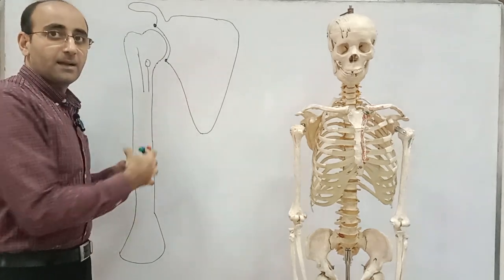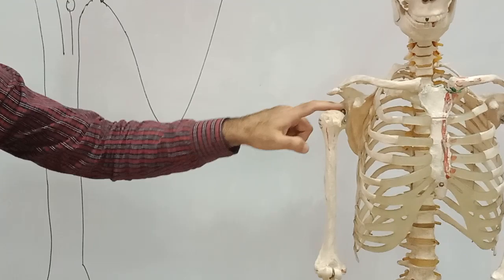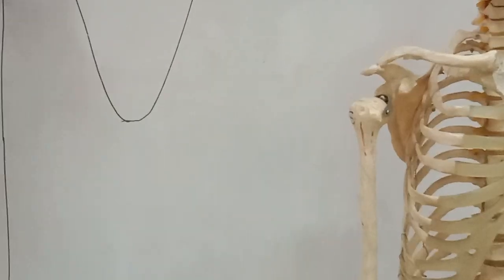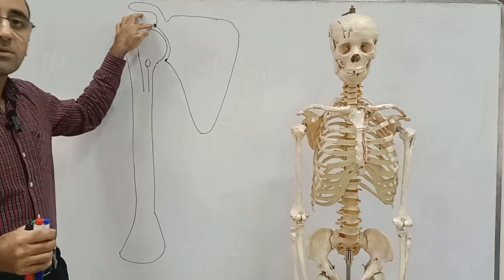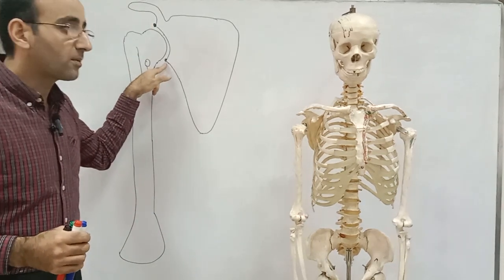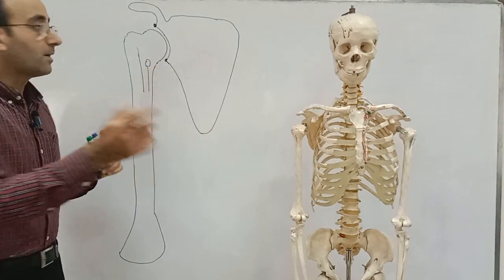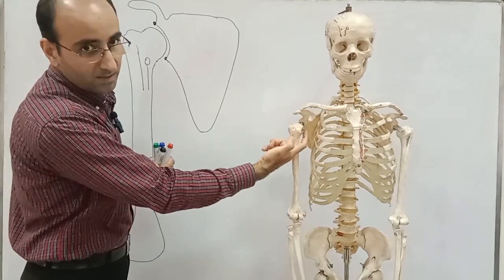This is the scapula, and in the original skeleton you can see the scapula is lying over here. This part is the glenoid cavity, and the glenoid cavity I have drawn is over here. The upper part of the glenoid cavity has a tubercle which is called the supraglenoid tubercle, and the lower part has an infraglenoid tubercle. Then comes the head of the humerus. This is the head of the humerus in my diagram, and this is the head of humerus in the skeleton.